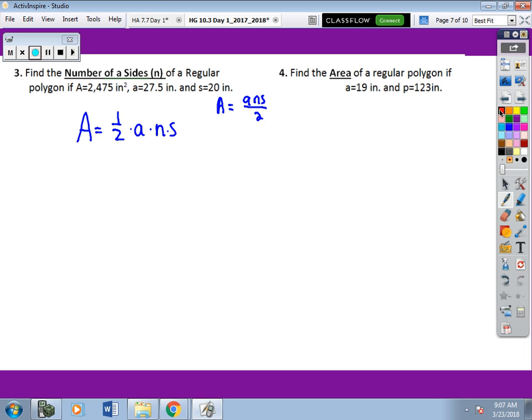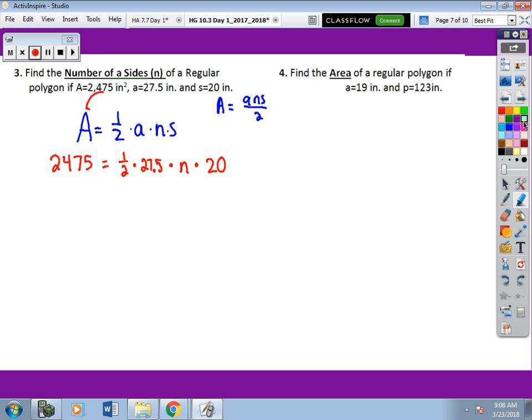All right, substitute what you know. Area is 2,475. The apothem is 27.5. The number of sides we don't know, so I'll leave that as n. And the side length is 20.